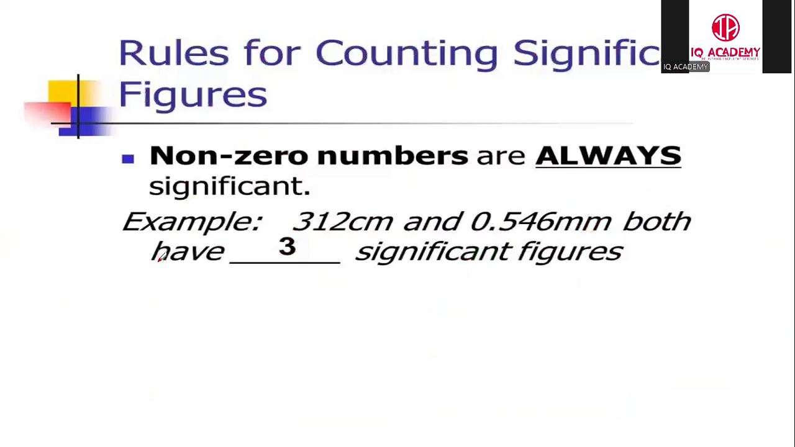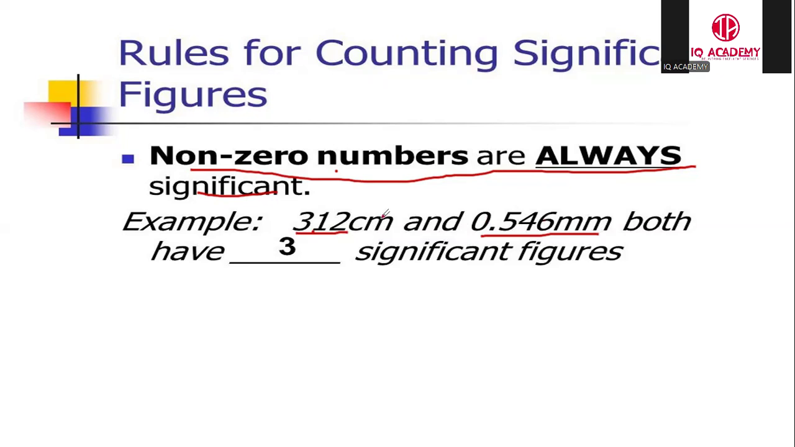For the first rule, non-zero numbers are always what? Significant. Non-zero numbers are always significant. Here I have an example. If I say I have 312 centimeters, we can see that there's no zero here. So how many significant figures will we have in this number? We just count 1, 2, 3. And then we also have this measurement here. How many non-zero digits do we have? We have 1, 2, 3. So both of these numbers have 3 significant figures.